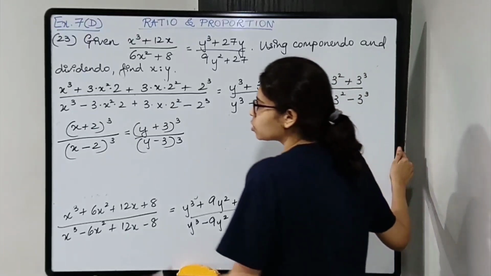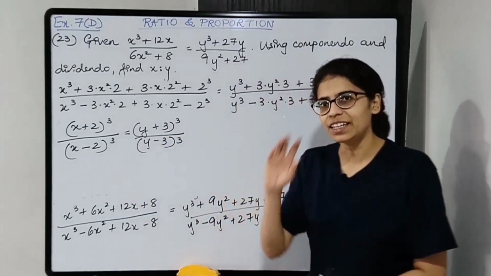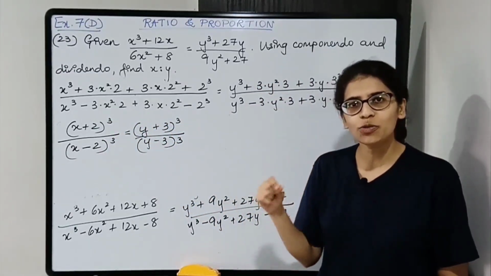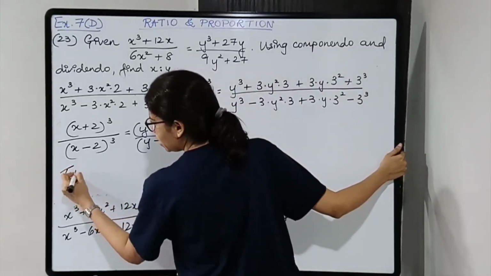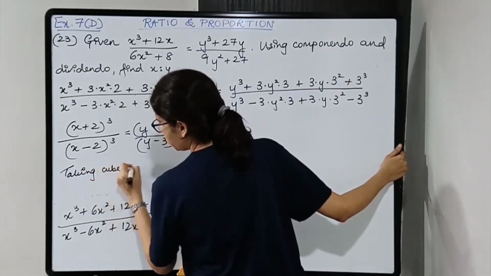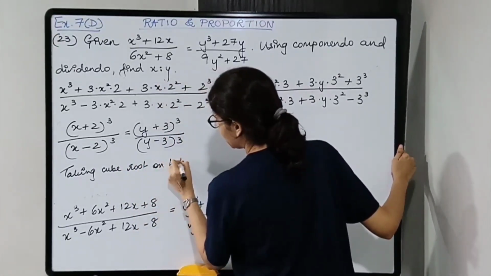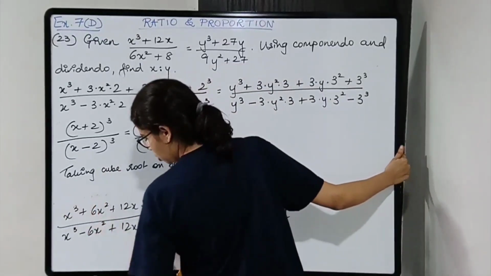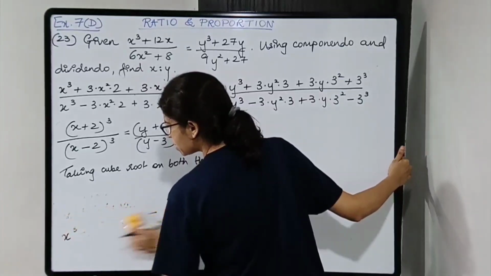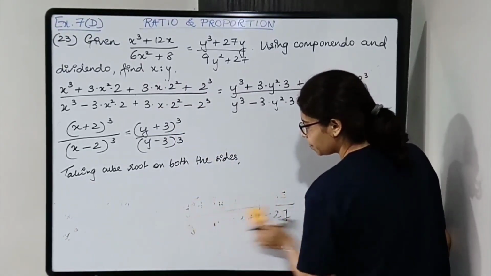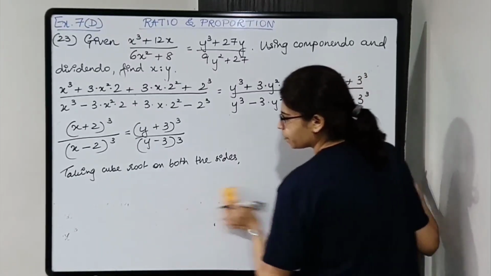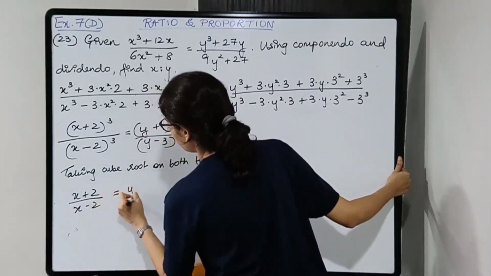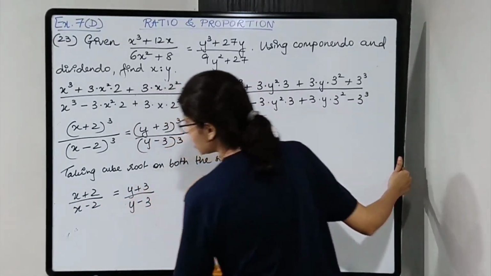Alright, so I have cube, cube, cube, cube. I can take cube root on both the sides, so all the cubes will go away. So taking cube root on both the sides, write down taking cube root on both the sides. You have to give reason. So when you take cube root, you will get x plus 2 upon x minus 2 is equal to y plus 3 upon y minus 3. ठीक है, so x plus 2 upon x minus 2 is equal to y plus 3 upon y minus 3.